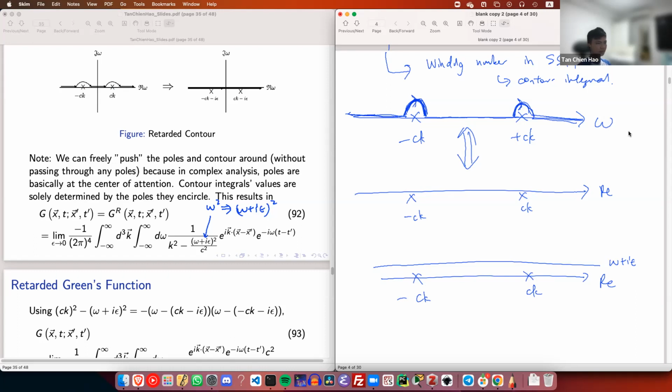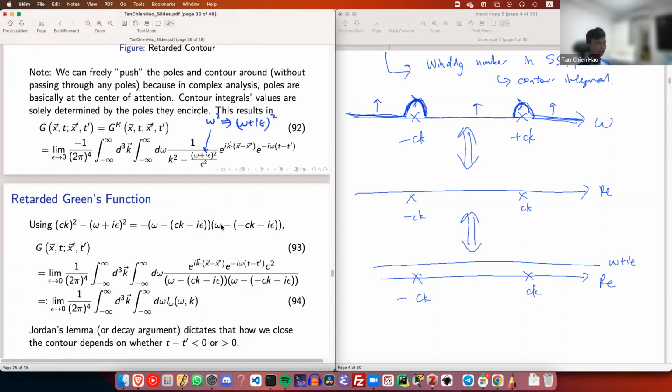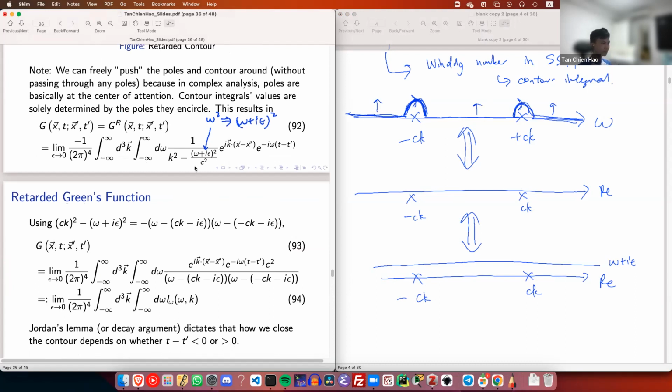Okay, so this was the initial picture that we had. One way is to push the poles down. Another way, equivalently, is to push the entire contour integral up as well. So all these parts get pushed up, and that's the integral that we're performing here. In reality, all these would result in equivalent values for the integral. Okay, so I do this integral.